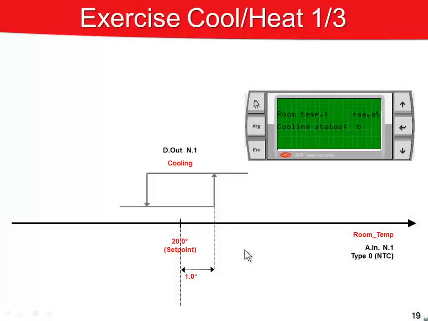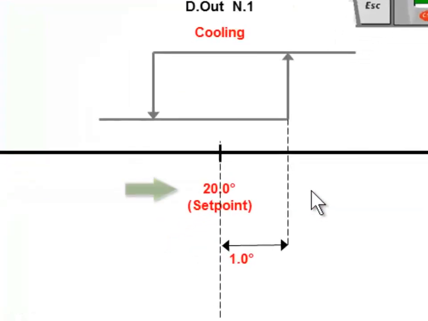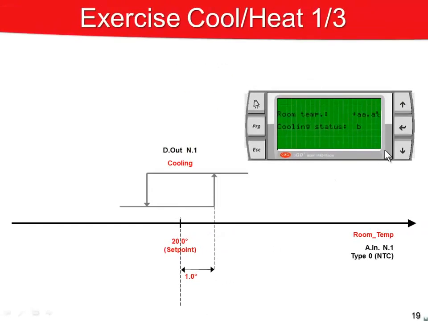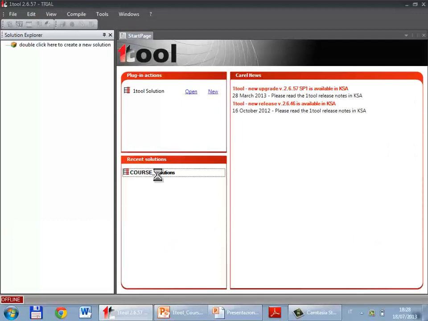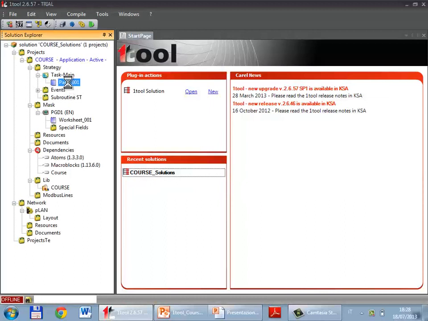The target of this exercise is to replace a fixed value with a value that can be changed. We will modify exercise number 1. We will replace the fixed set point at 20 degrees with a variable called setpoint, and then we will show it in the mask. Okay, so let's reopen the previous exercise and start from the strategy.